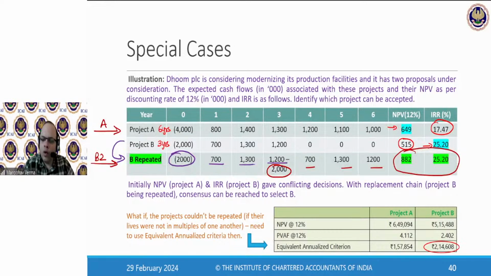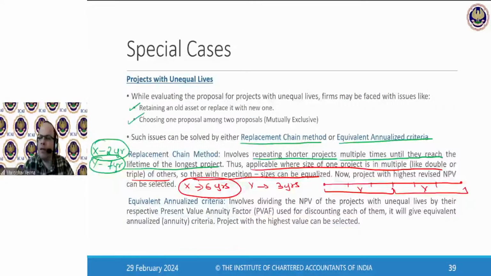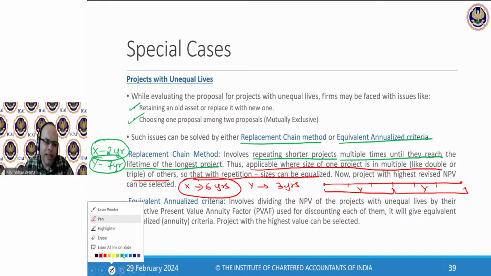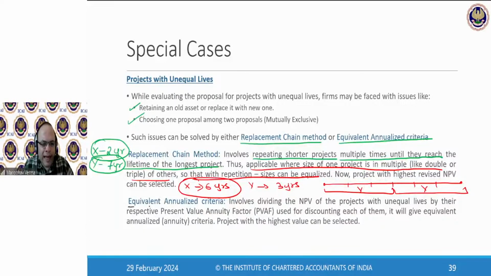Superb. Okay. Now we move on to the second method, guys. We were talking about another method called equivalent annualized criteria at the bottom of the previous slide. What is this? I think the name tells me something, right? We are equating something for sure here. This involves dividing the NPV of the project with unequal lives by their respective present value annuity factor.